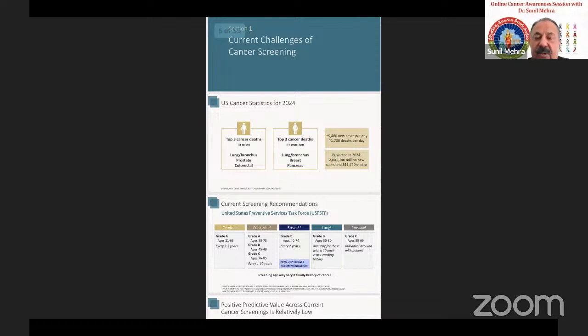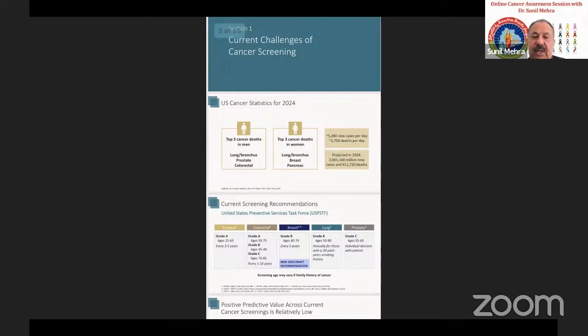Next to this graph, I mentioned to you, there are 5,480 new cases every day of some kind of cancer. Out of them, 1,700 will die, projected in 2024. That's 2 million patients every year, and 611,000 will die. So that is important.